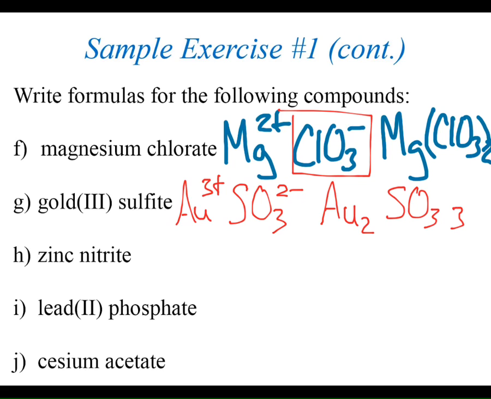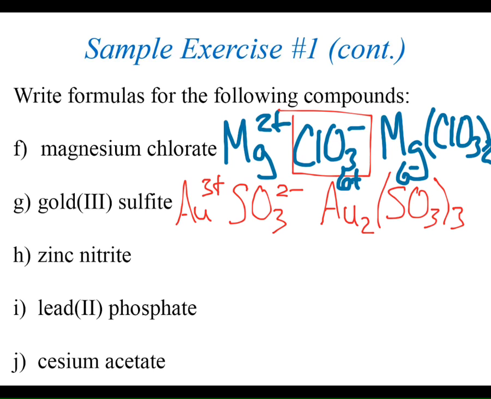But again, I can't write it like that, right? I have to put it in parentheses. Are you with me? So now I have 2 3 pluses. That's 6 plus. I have 3 2 negatives. That's 6 negative. So those balance out.